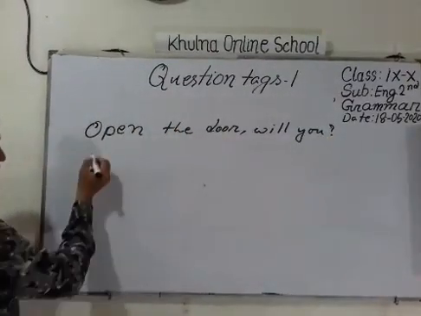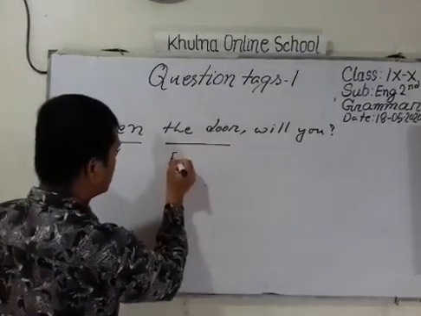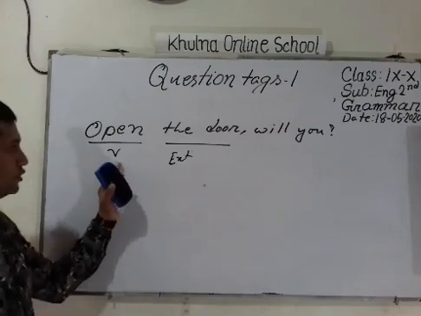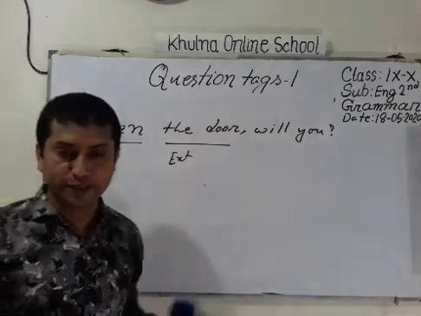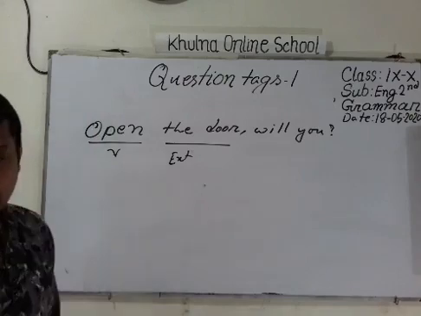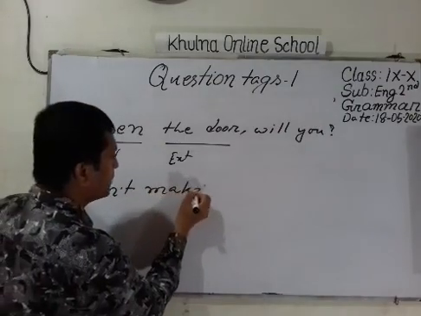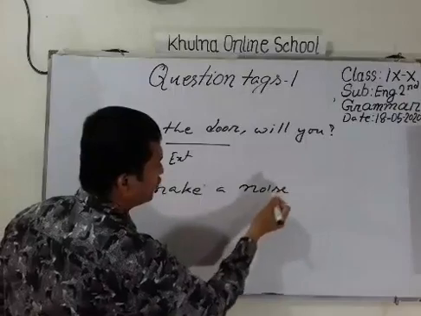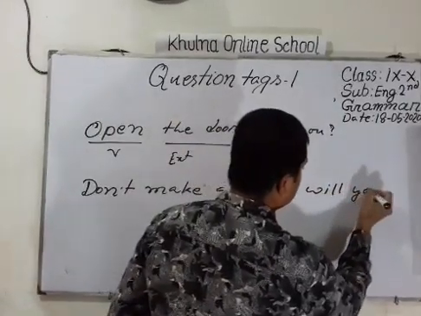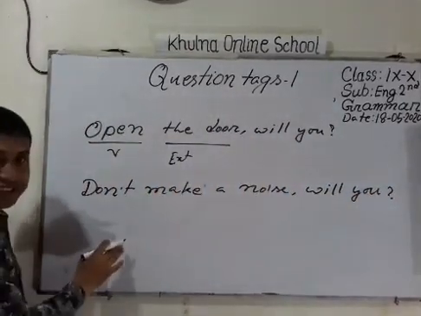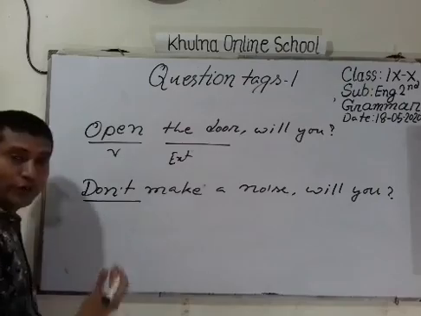The students, this is the structure of this imperative sentence: verb and extension. If the main clause is verb plus extension, use here will you, could you, would you. And if it is don't make a noise, will you?